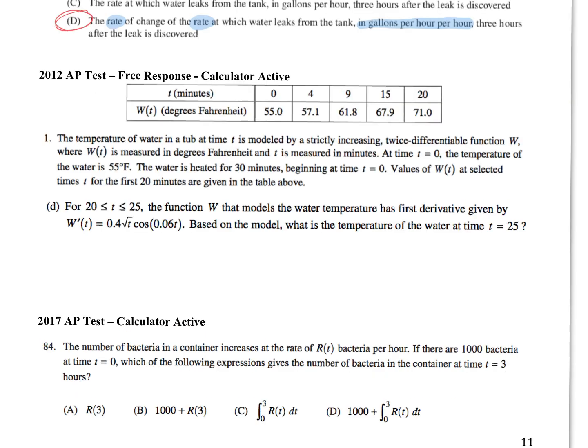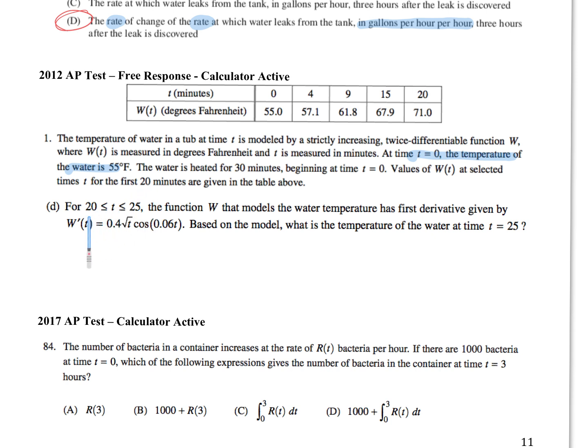D it is. 2012, temp of water in a tub. I swear, we've talked about the temperature of water or coffee or things a lot this unit. This is increasing. Actually, I feel like this first stem of the question was on your most recent test. I just didn't give you part D. I gave you a different part. I asked for W prime of 12, I think. Okay, it says at time t equals 0, the temp of the water is 55 degrees. The water is then heated for 30 minutes, beginning at time 0. And then select values of W of t are listed for the first 20 minutes.